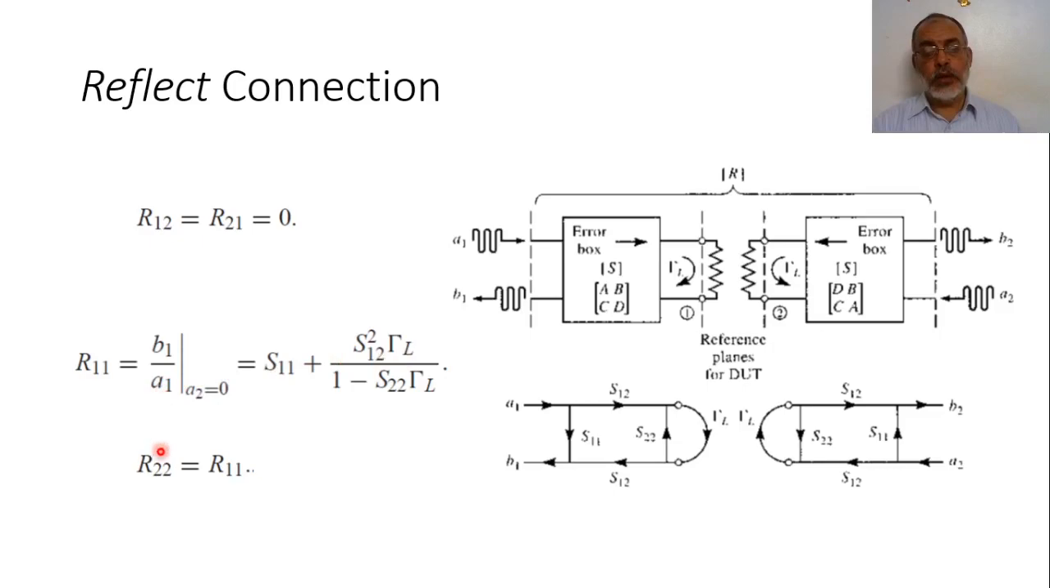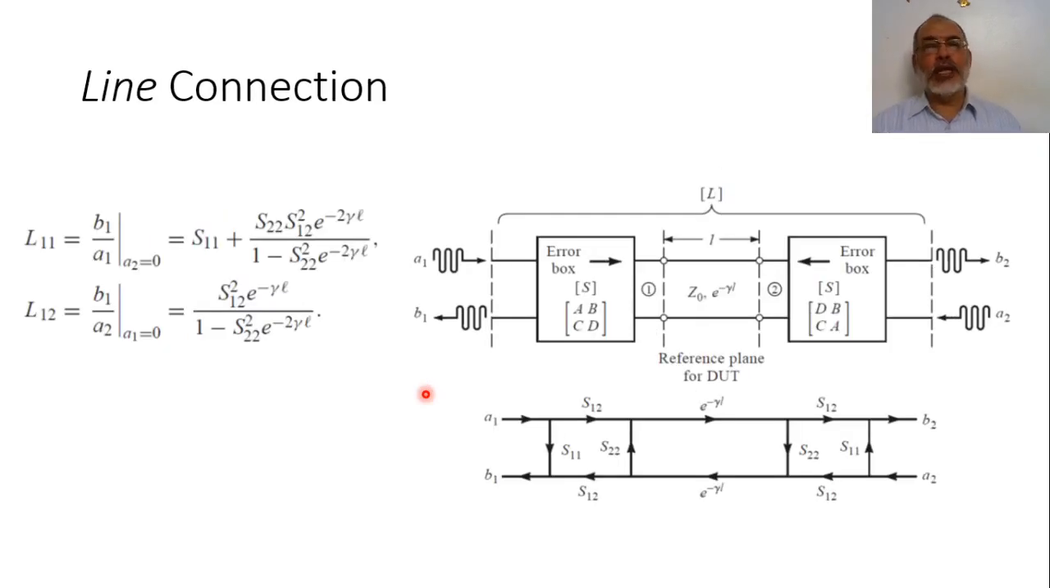And from the symmetry, we can say that the reflection coefficient from port 2 would equal the reflection coefficient of port 1. We are going to call the measured reflection coefficient in this case, due to the reflect connection, R11 and R22, where R11 is S11 plus S12 squared gamma L over 1 minus S22 gamma L. Now we have 3 equations in 4 unknowns. We still need another equation. So the other equation is the line connection.